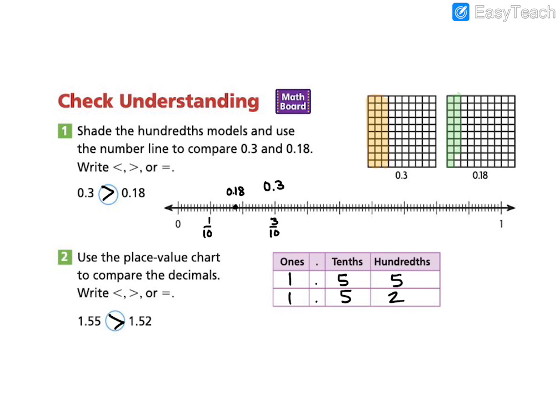And for our second problem, we found that 1 and 55 hundredths is greater than 1 and 52 hundredths. So we compared, our 1's place was equal, our 10ths place was equal, but our 5 hundredths is greater than our 2 hundredths.